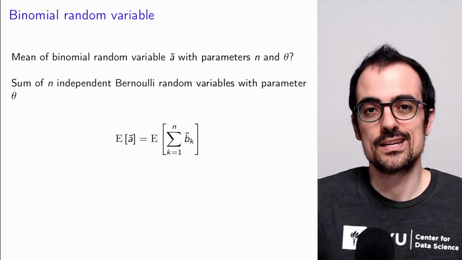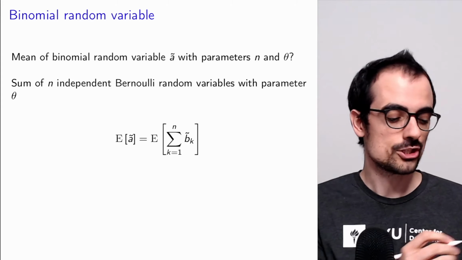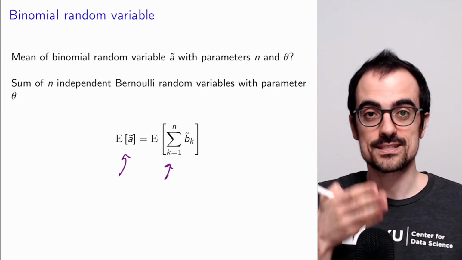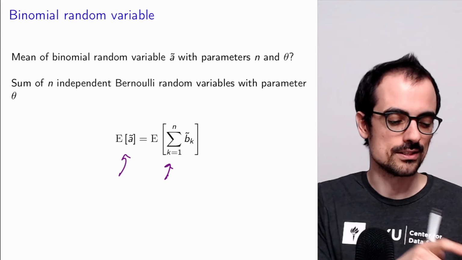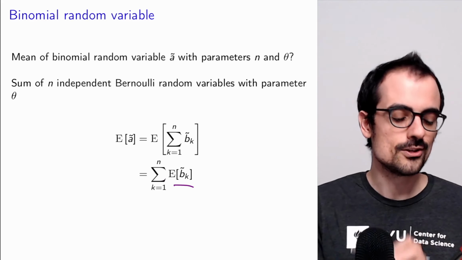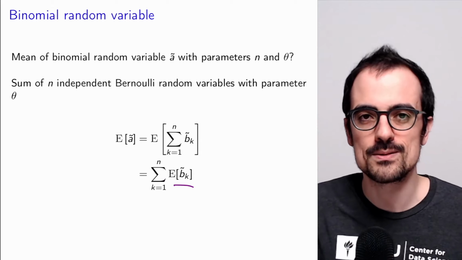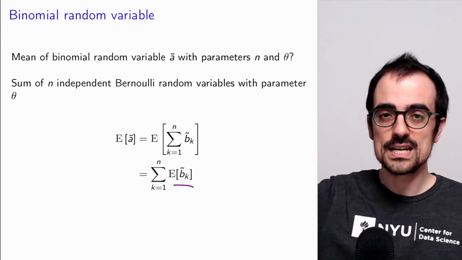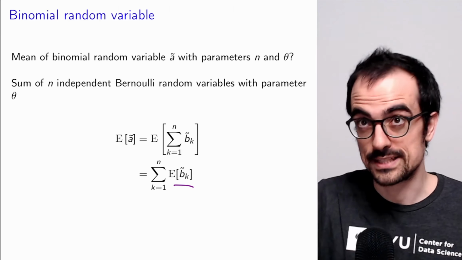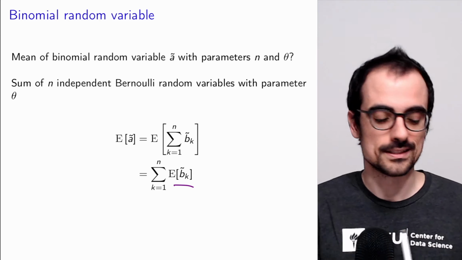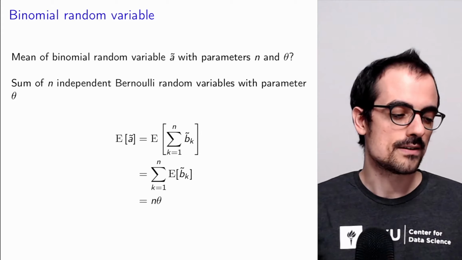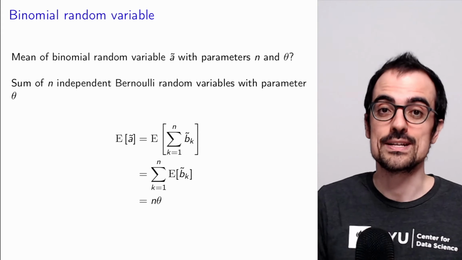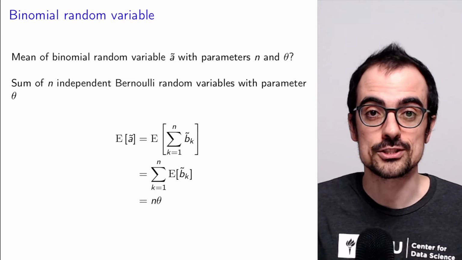And now, if we apply linearity of expectation, the mean of the binomial is just equal to the mean of a sum, which is equal to the sum of the means by linearity of expectation. What is the mean of a Bernoulli random variable? Well, it's really easy. You multiply 1 times theta, and then 0 times 1 minus theta, so it's just equal to theta. So the mean of a binomial random variable is just n times theta, and this is very easy to derive through linearity of expectation.